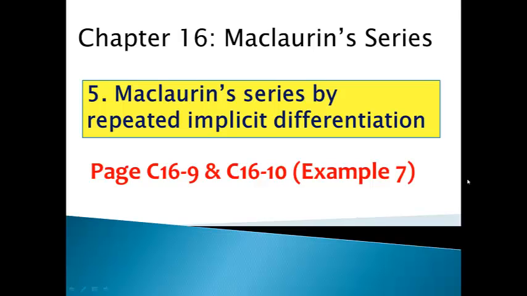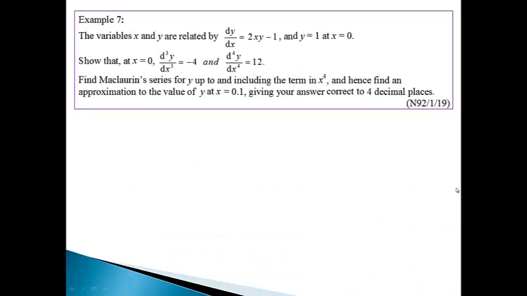This video is on Maclaurin series by repeated implicit differentiation. Example 7. The variables x and y are related by dy/dx equals 2xy minus 1, and y equals 1 when x equals 0. The question wants us to show that at x equals 0, d³y/dx³ equals negative 4 and d⁴y/dx⁴ equals 12.